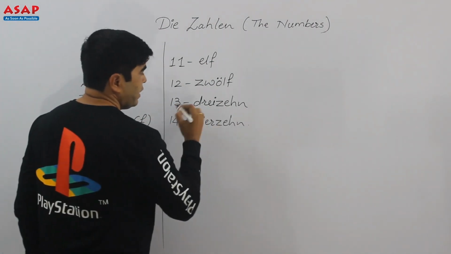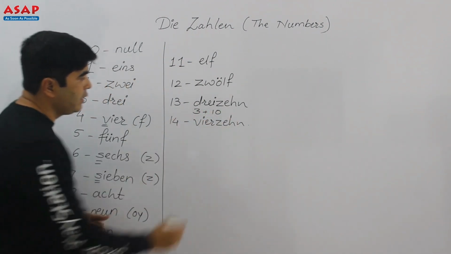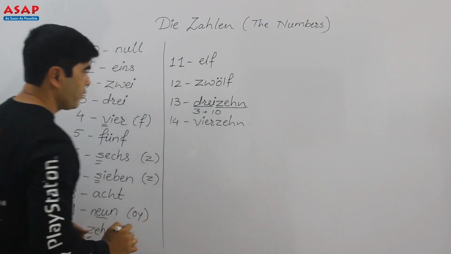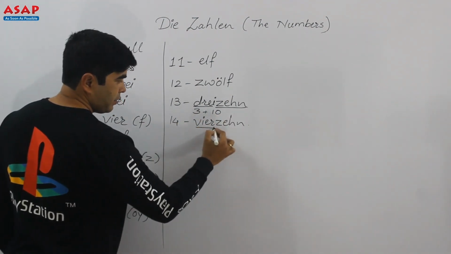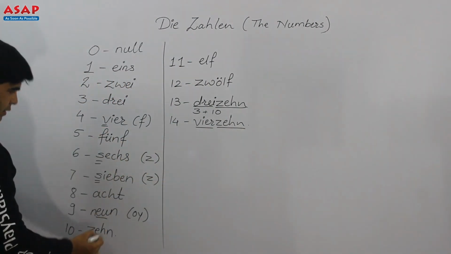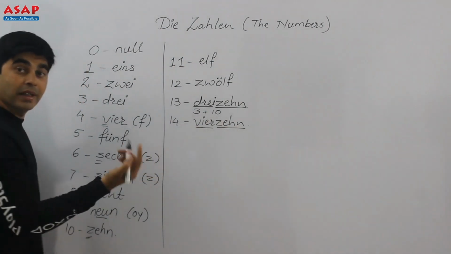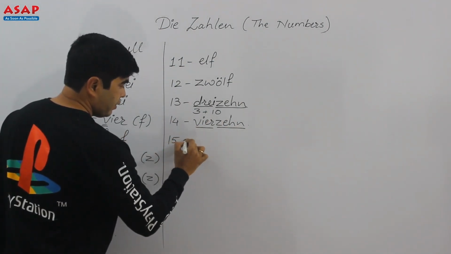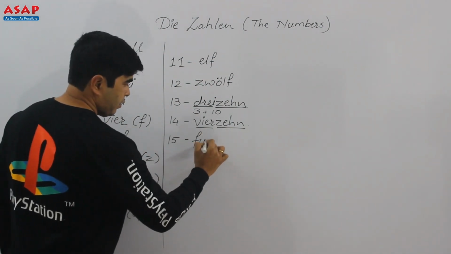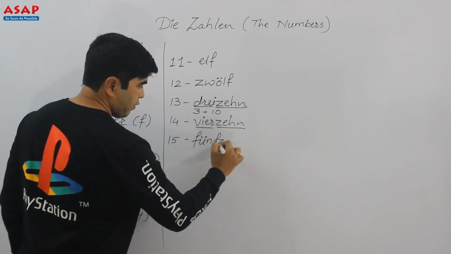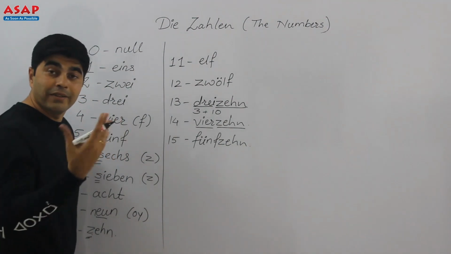13 is nothing but, let's say, 3 plus 10. So it is exactly dreizehn. Same way, in case of 14, it is vierzehn. 4 plus 10. 15: now you can guess easily. It is fünfzehn, simply like 5 plus 10.